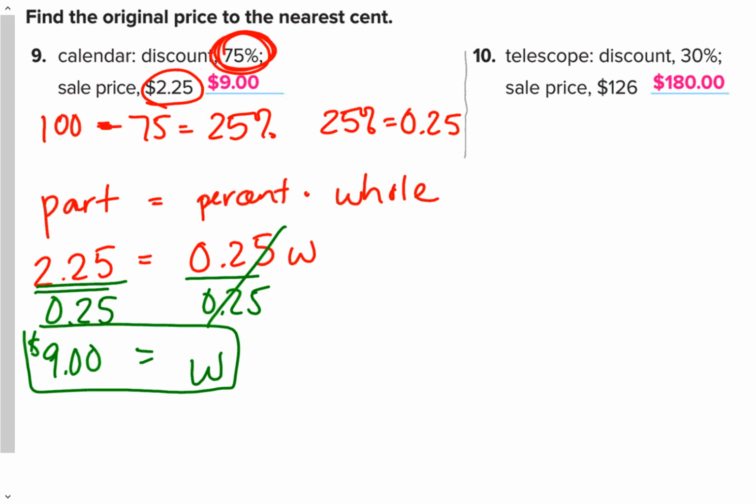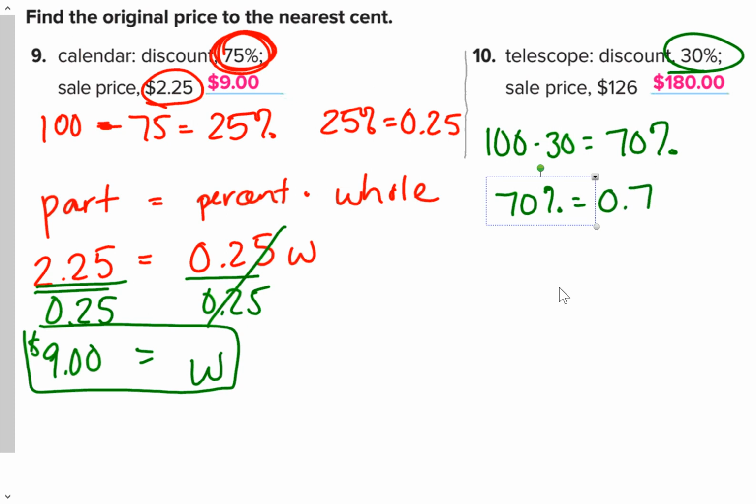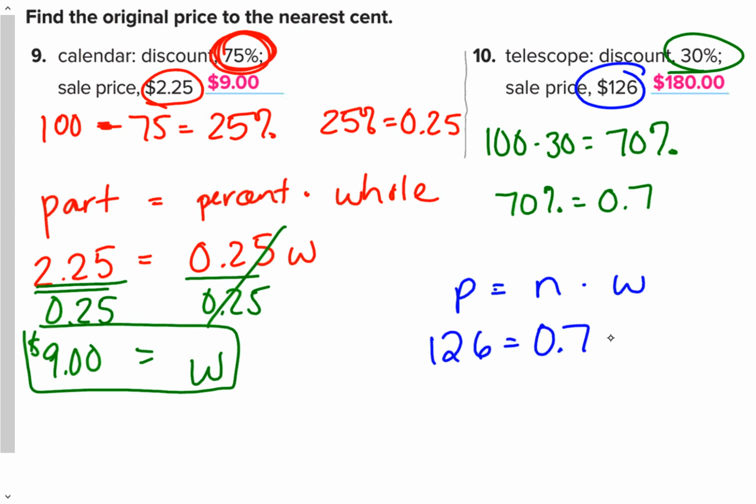Okay, let's do our last one. The discount is 30%, so if we took off 30%, we're actually only paying 70%. And just keep in mind 70% equals 0.7. So again, we're going to do a part equals our percent times our whole. We have how much we paid, which was 126. Our percent is 0.7, and we don't know what our whole amount was. But we can divide by 0.7 on both sides to find out. 0.7 divides out to 1, and this is going to equal $180.